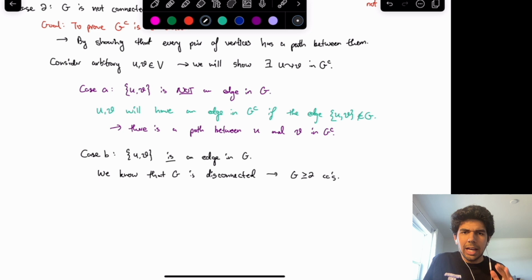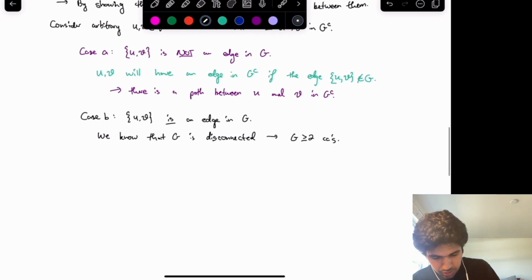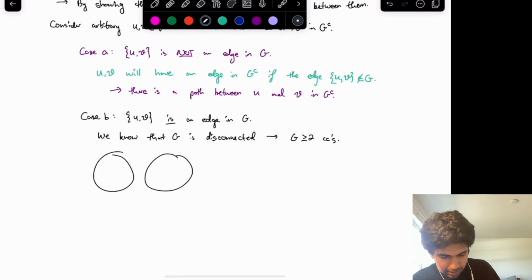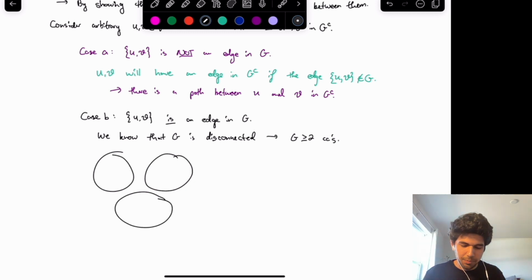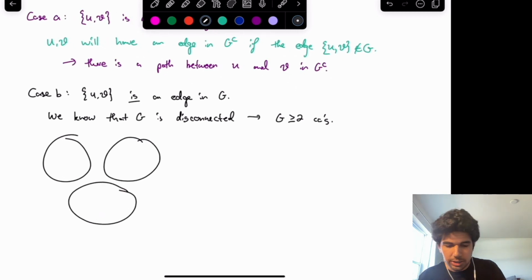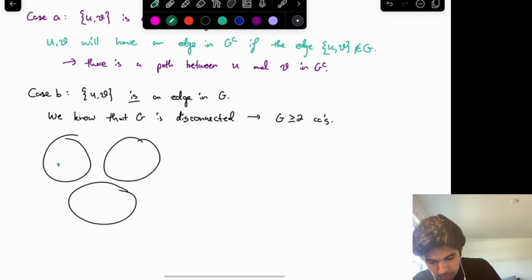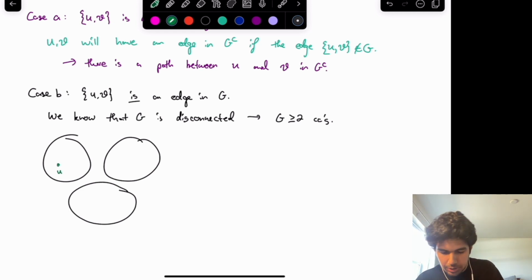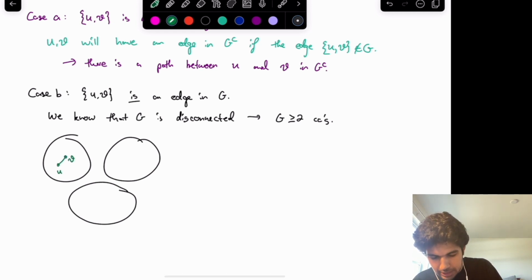Okay, so G has multiple connected components. Let's draw it out. I'm just drawing these circles, and there could be many of these circles, but each one of these is its own connected component. But if uv is an edge in G, then we know that if u is in some connected component, v must also be in the same connected component. So u and v are in the same connected component.